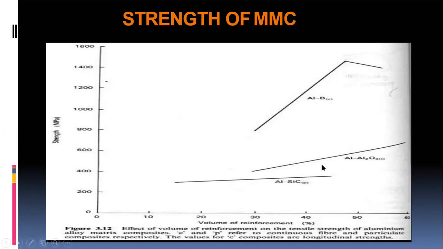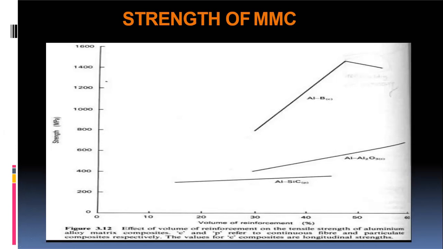And coming to the second one, that is aluminum oxide. In the aluminum oxide, the strength is 400 megapascals, and the volume of reinforcement is 30% to 60%. So we can use it highly from 30% to 60%.